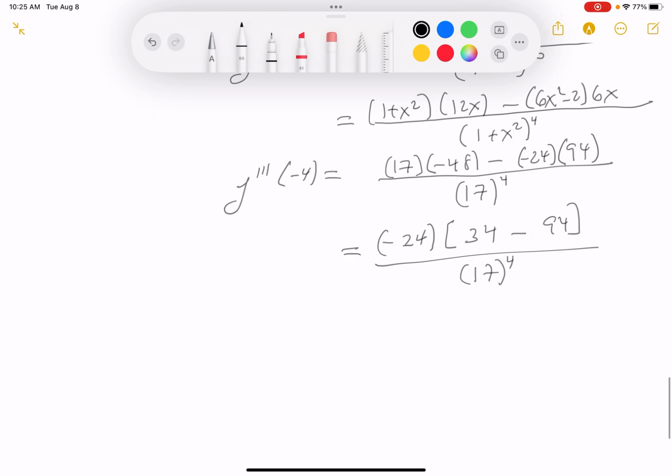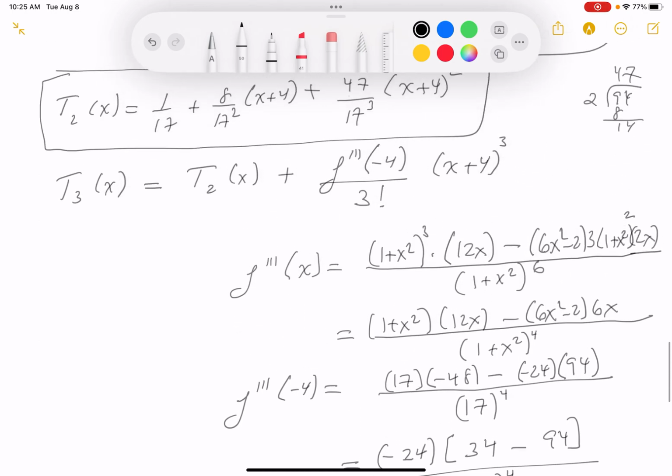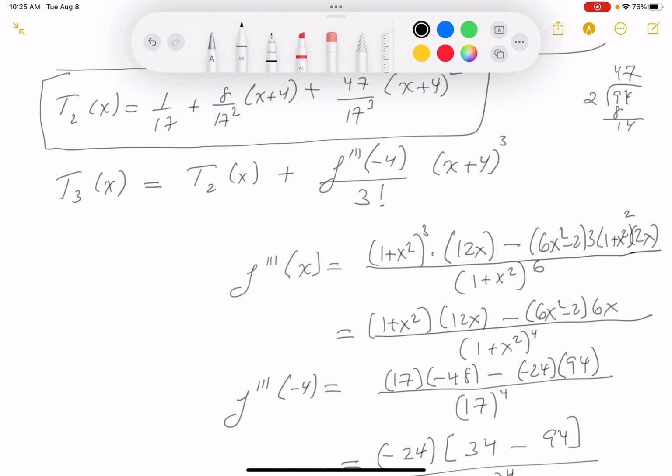Again, there's better ways of doing it. What do you get over here? Minus 24. 34 minus 94 is going to be minus 60. That's over 17 to the fourth power. So I'm going to write this as 60 times 24 over 17 to the fourth power. All right, so let's go back over here. Long road there, wasn't it? And I got to write that down now.